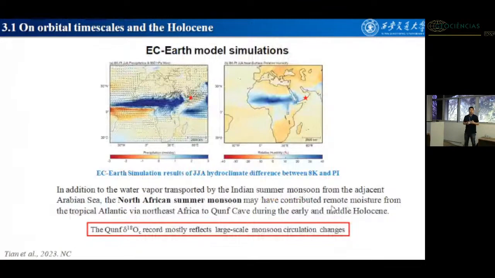So from this view, we can see Qunf Cave mostly reflects the large-scale circulation changes. We can see it also reflects the Indian monsoon intensity, but this intensity is not the rainfall amount. This intensity means overall monsoon intensity. It includes the convection from the moisture source region and the total rainfall from the moisture source to the cave location.